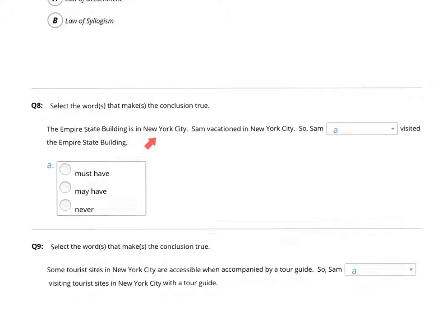So the Empire State Building's in New York. Sam went on vacation to New York. So just think, he went on vacation. Did he have to go see it? Which of these 3 would be best to put in the blank here?